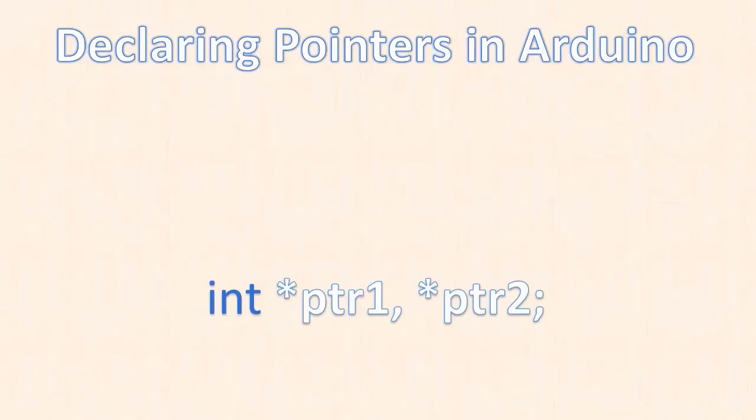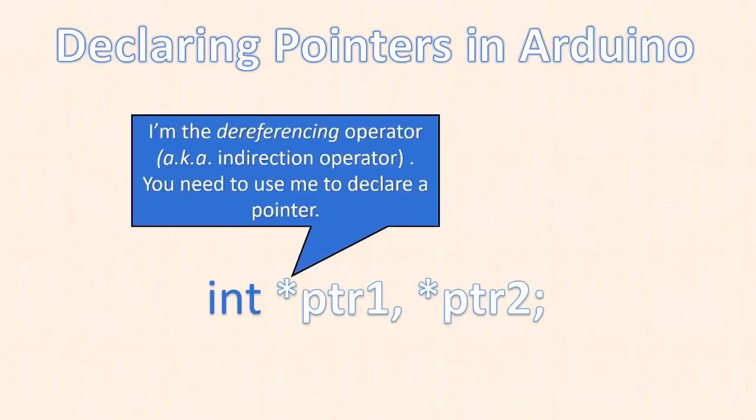The asterisk is known as the indirection operator, or the dereferencing operator. The type specification, in other words a type of variable, which is an integer in this case, identifies a type of variable the pointer points to, and the star or asterisk identifies a variable itself as a pointer. It's not enough to say that a variable is a pointer. You need to tell the compiler what kind of variable the pointer points to.